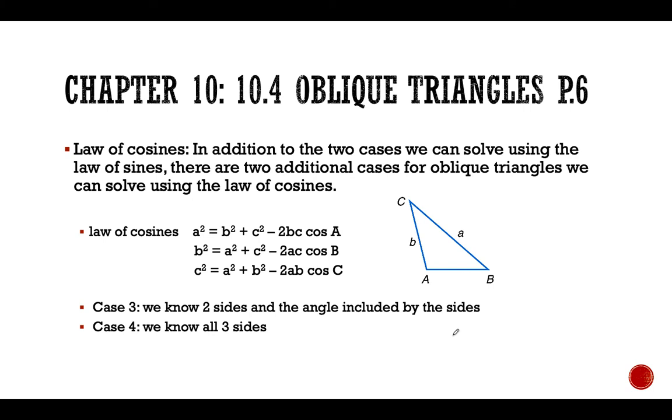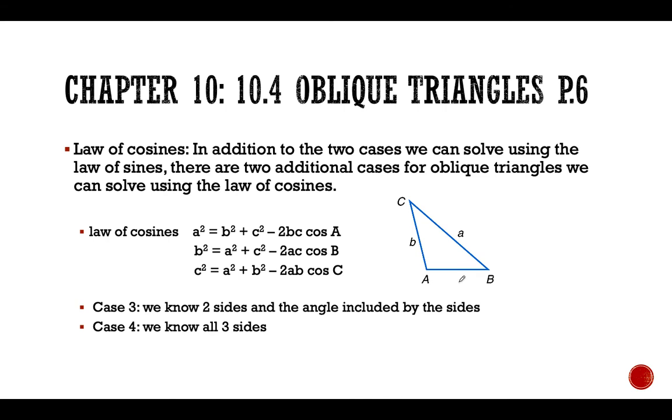The law of cosines has three parts. A squared equals B squared plus C squared minus 2BC cosine angle A. B squared equals A squared plus C squared minus 2AC cosine angle B. And C squared equals A squared plus B squared minus 2AB cosine angle C.